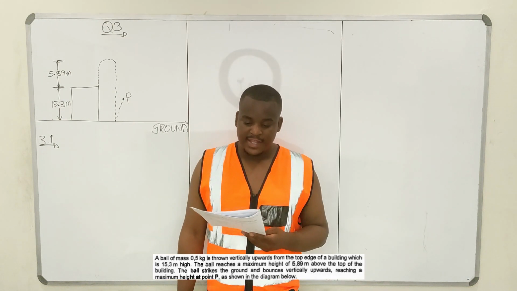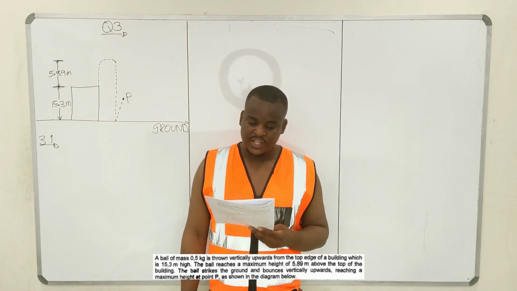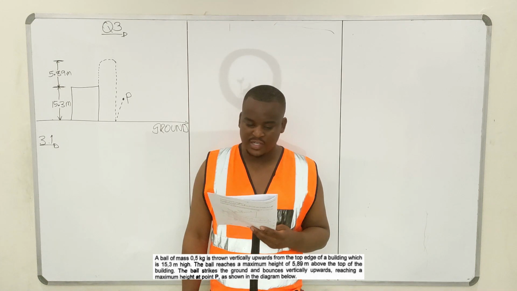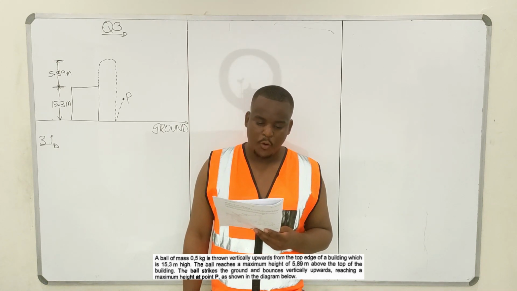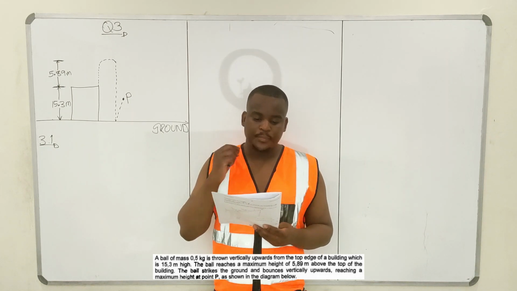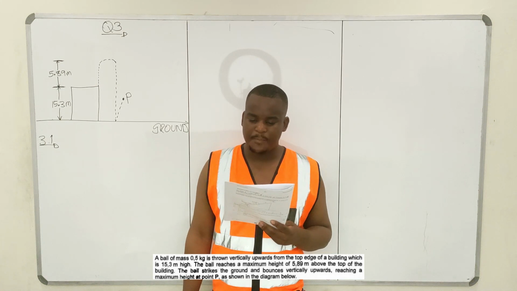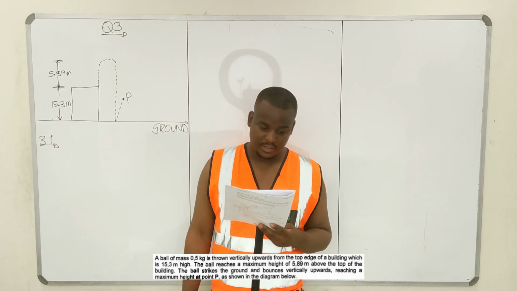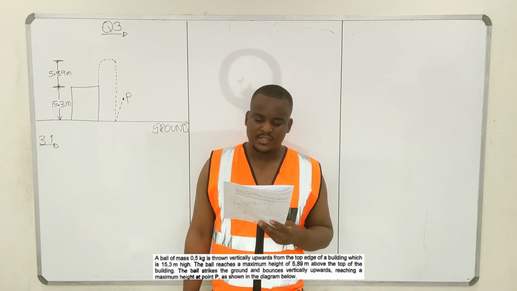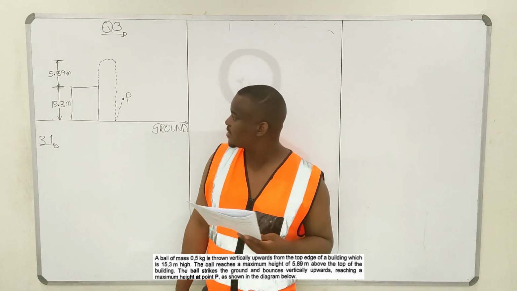They're saying a ball of mass half a kg is thrown vertically upwards from the top edge of a building, which is 15.3 meters high. They're saying the ball reaches the maximum height of 5.89 meters above the top of the building, right? The ball strikes the ground and bounces vertically upwards, reaching a maximum height P as shown in the diagram.